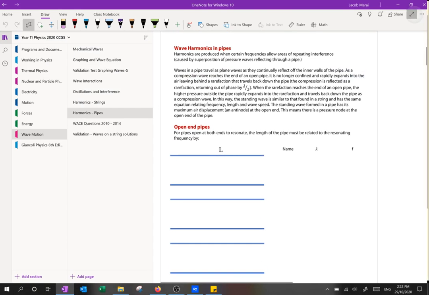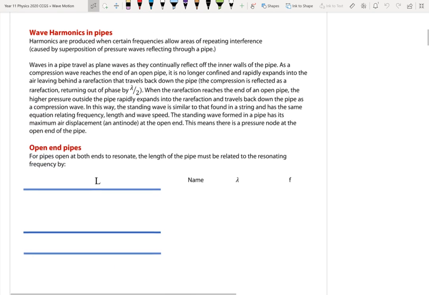Now, this top paragraph, it's explaining how pressure waves can travel through a pipe. But rather than me just repeating what's on that paragraph, have a quick read.